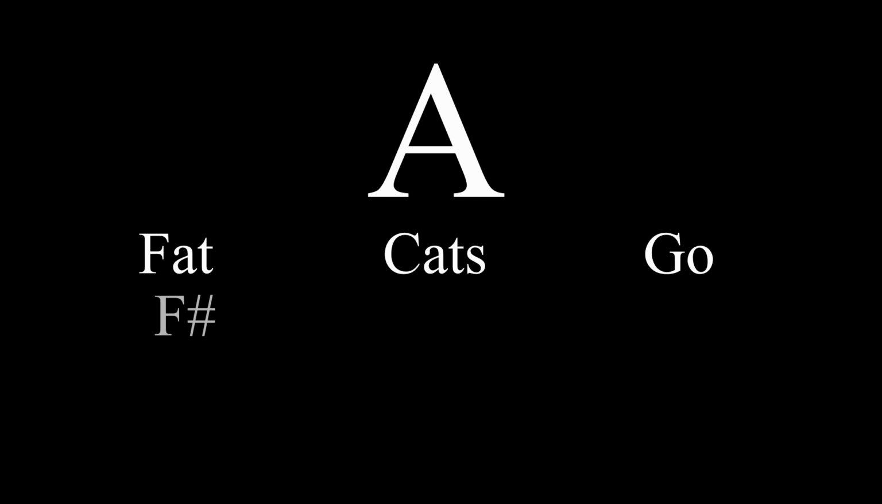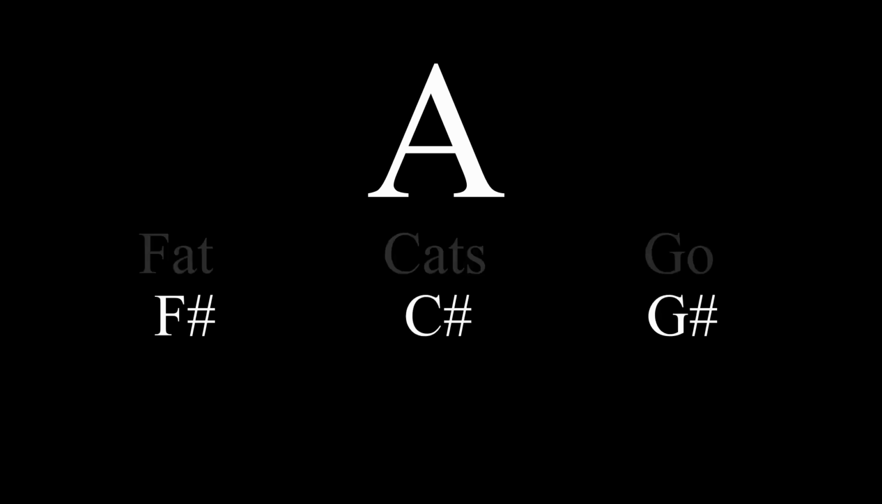Then we could name the sharps in the key of A by using the first letters of the words from the phrase used for the order of sharps. Fat cats go. F sharp, C sharp, G sharp. The key with three sharps is A major, and the sharps are F sharp, C sharp, and G sharp.